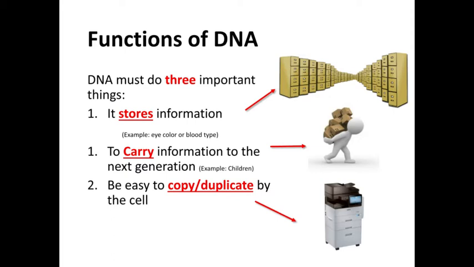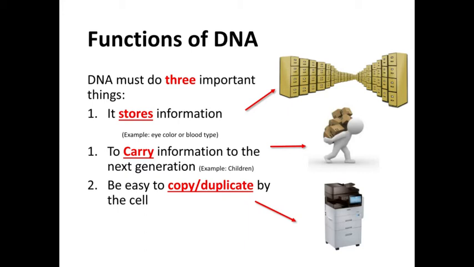Number two, it needs to carry this information to the next generation. So, example, it needs to be able to take information from you or another organism and carry that on to the next generation. So, all that information moves to the next organism. Nothing's lost, nothing's forgotten. So, if we need to make another human, we need to make sure it has two arms, not just one. And number three, it needs to be easily copied and duplicated by the cell.